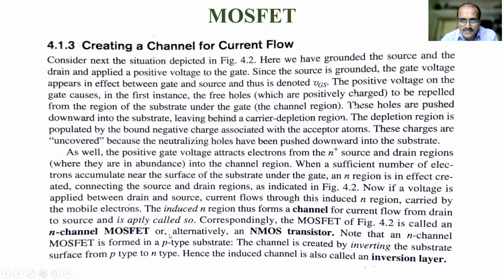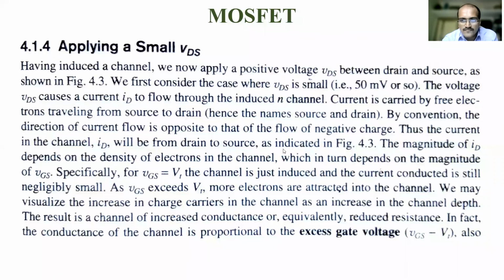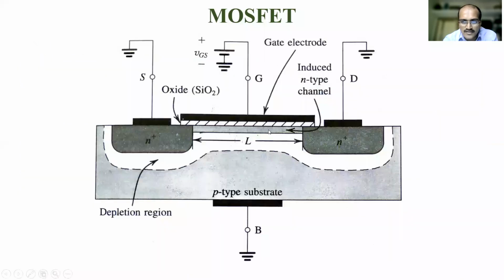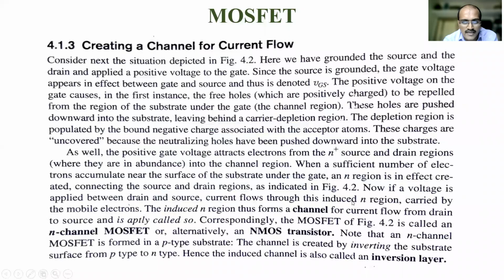Since we have formed a channel of electrons, in p-type just the reverse will happen. The doped regions will be P plus, and this is the n-type substrate. We move the electrons downwards, and the holes will be placed over here, and we form a p-type channel. That is the difference between n-channel MOSFET and p-channel MOSFET.